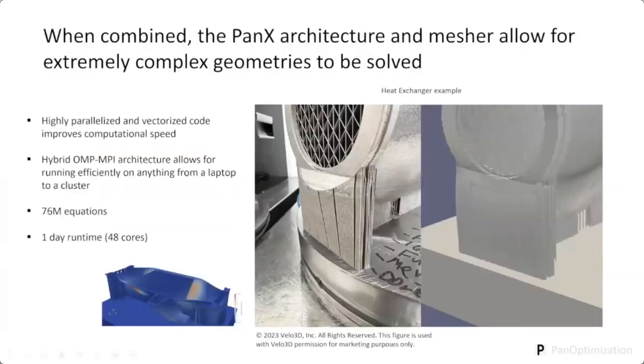And this problem ended up having 76 million equations. It runs in a day on a desktop computer. It can resolve all these fine details in the heat exchanger. It can resolve the pin contact area because we're not forced to then carry that small voxel all over the part, and it can correctly identify problematic areas in the part.